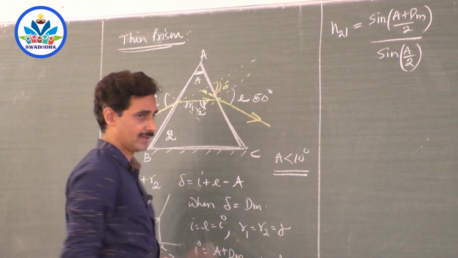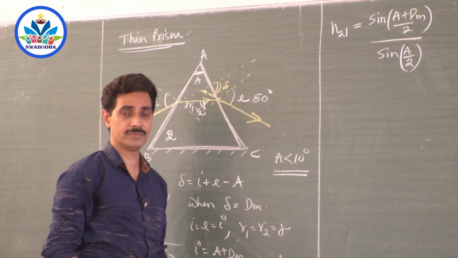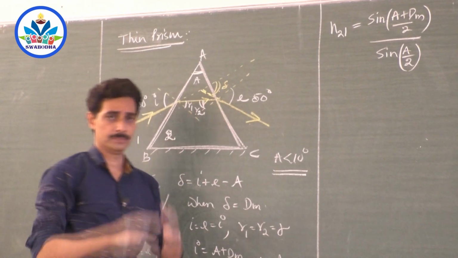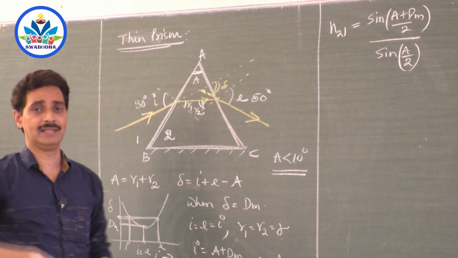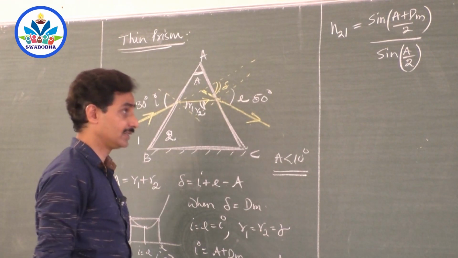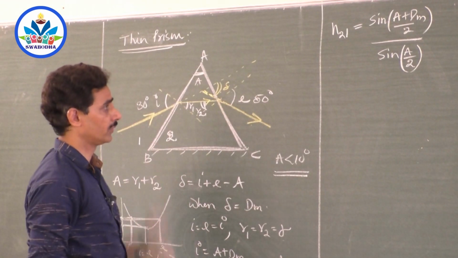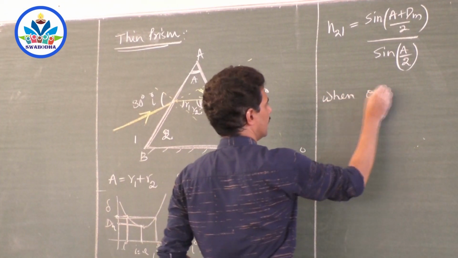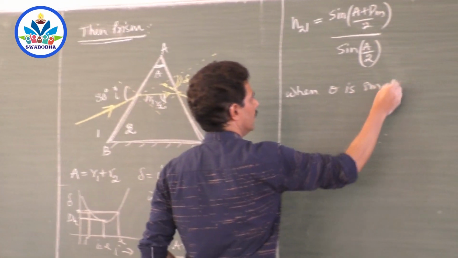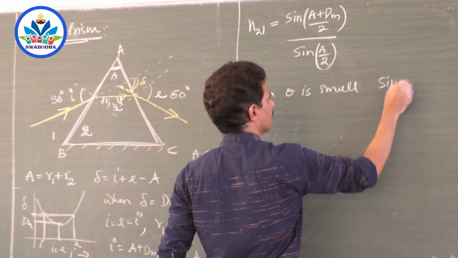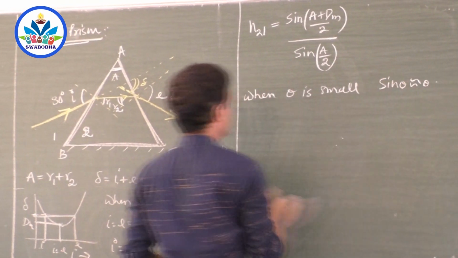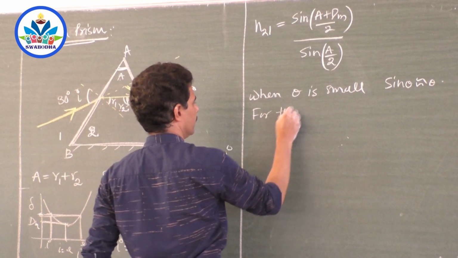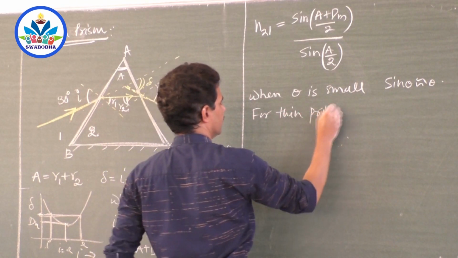So you may be asked to write the definition. What is a thin prism? Thin prism is one whose refracting angle is less than 10 degrees. Now for such a thin prism, you can go for one thing. When theta is small, you know it, right? When theta is small, sin theta is almost equal to theta. So for thin prism, what can you write?